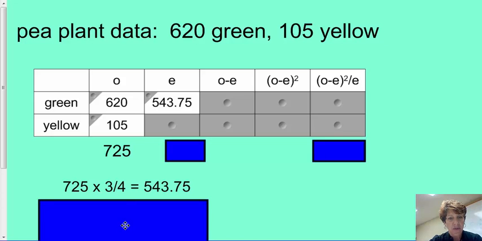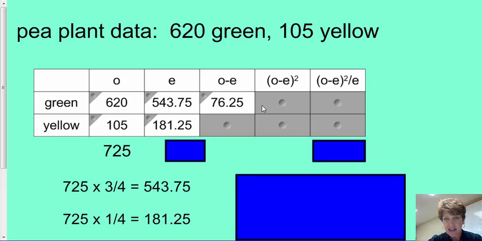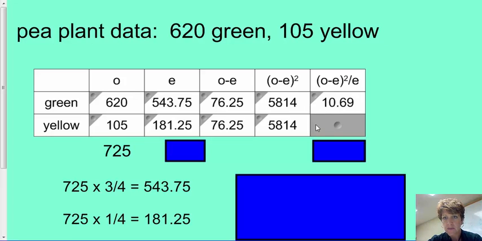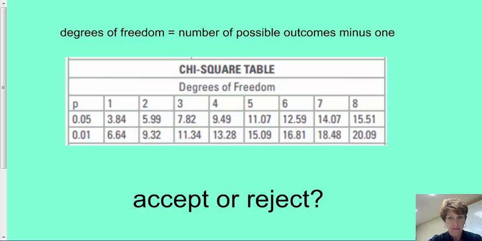For the yellow, I take 725 and I multiply it by 0.25 or by 1/4. So I would have expected 181.25 to be yellow. I go through and I do the math. I get these answers. To do chi-square, I find the sum of these bottom 2, 42.77. I then go to the critical value sheet.